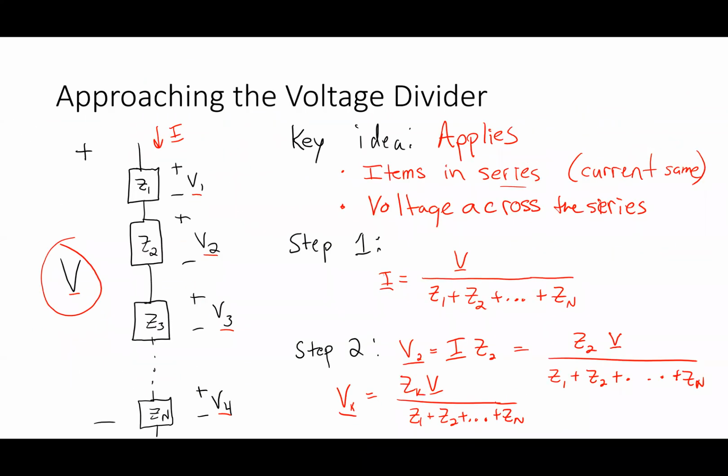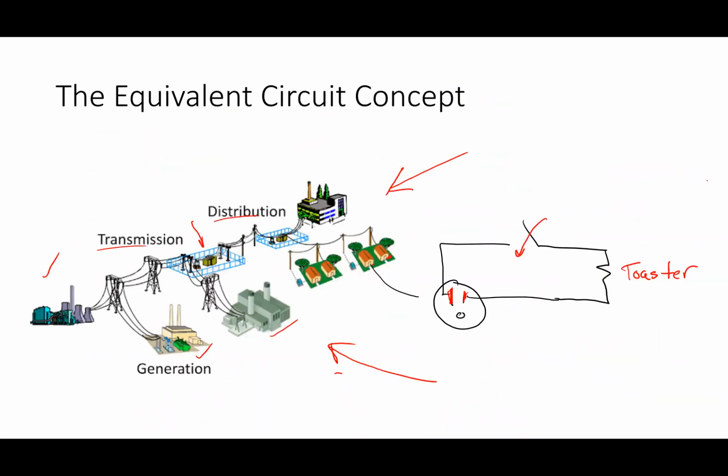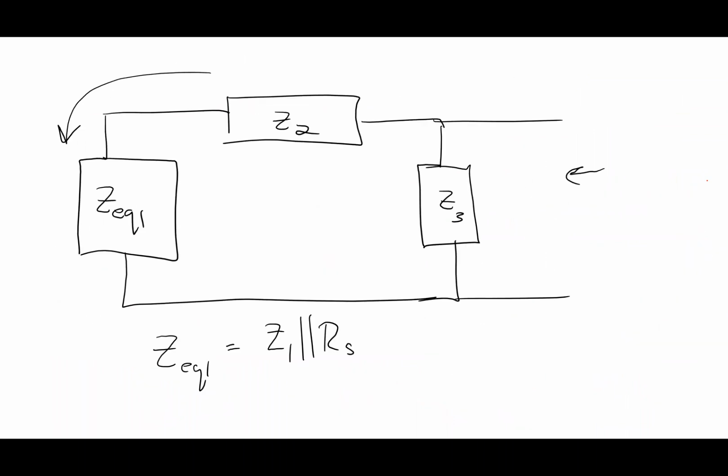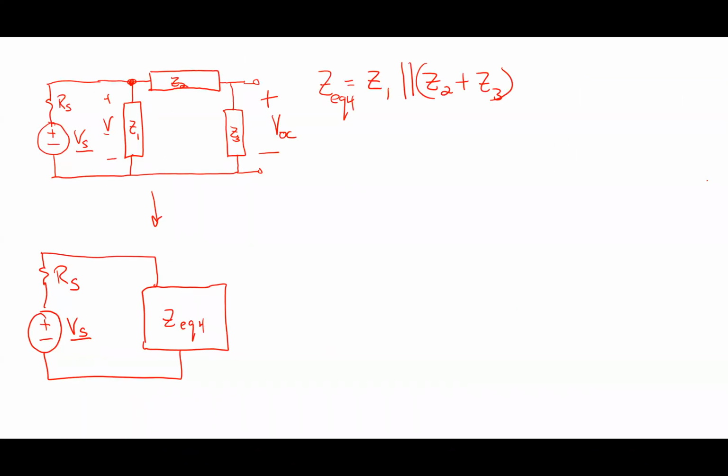So for the voltage divider, rather than remembering the formula for it, the key thing is to remember why it's a voltage divider. The key idea applies when the items are in series. In other words, when the current through them is the same, right? The key thing is this only applies when the current through the devices is the same. So if I look at a circuit like this one, could the current in RS and Z1 be the same? No, because it's got a split. So I don't have a voltage divider.